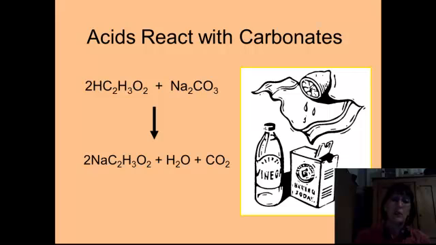We have 2HC2H3O2, that's vinegar, plus Na2CO3, that's baking soda, and you produce NaC2H3O2 and water and carbon dioxide. All right, so when you were in grade school, you made those volcanoes where you put some food coloring in the vinegar and you poured it on the baking soda, and you had lots of foam and bubbles and everything. So you've got the same stuff going on.